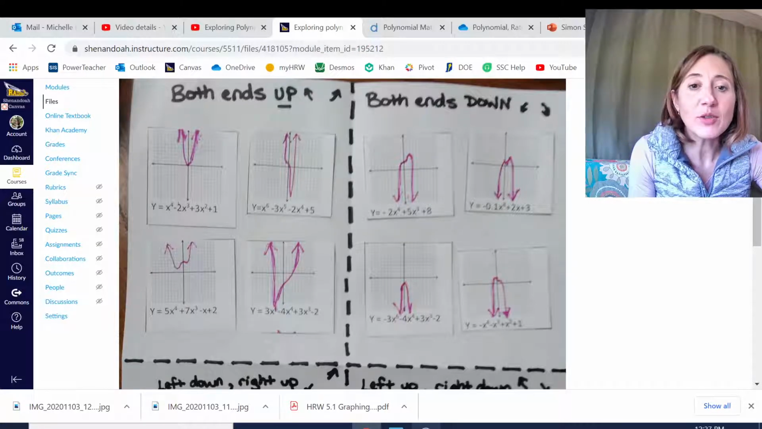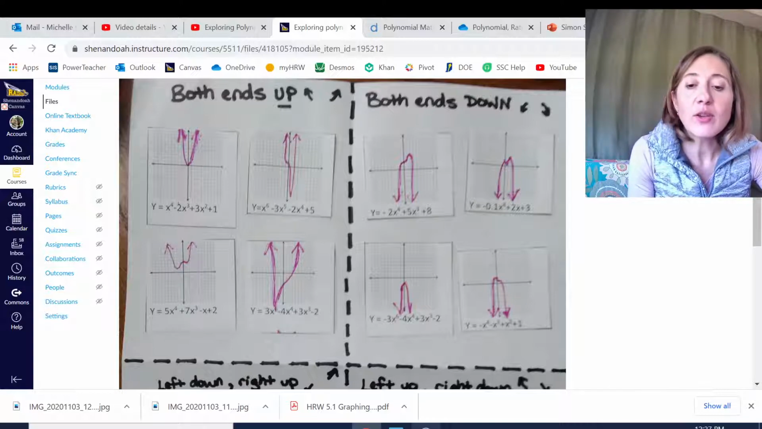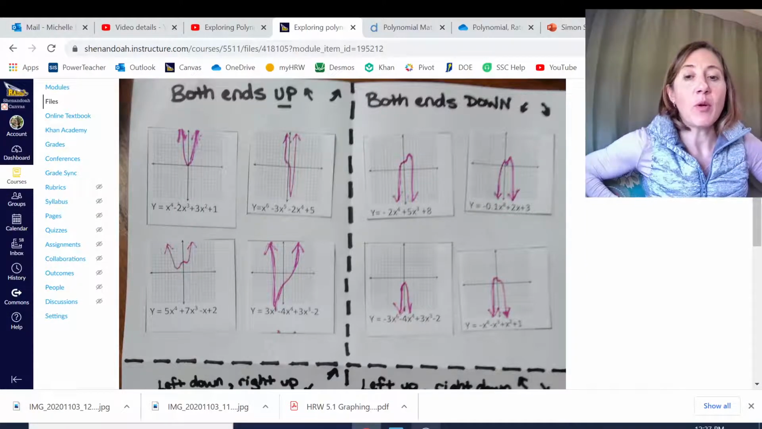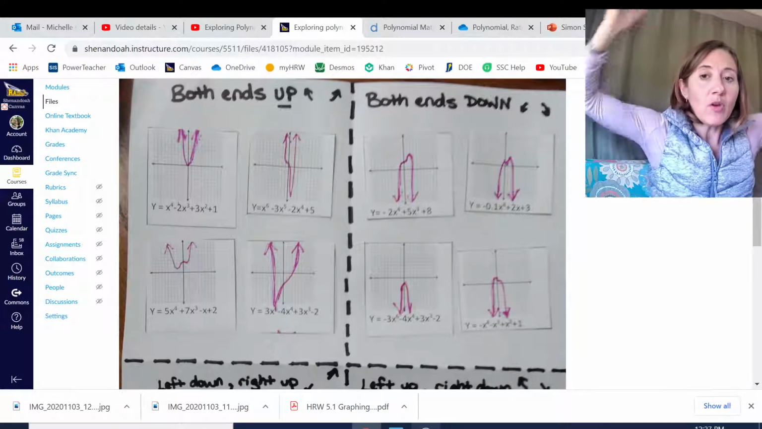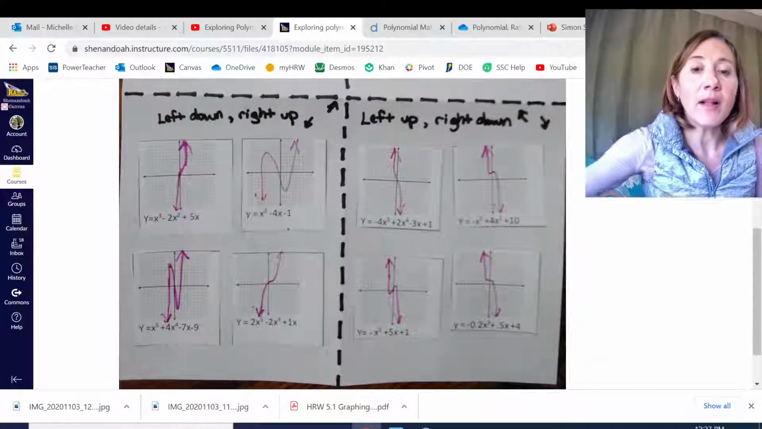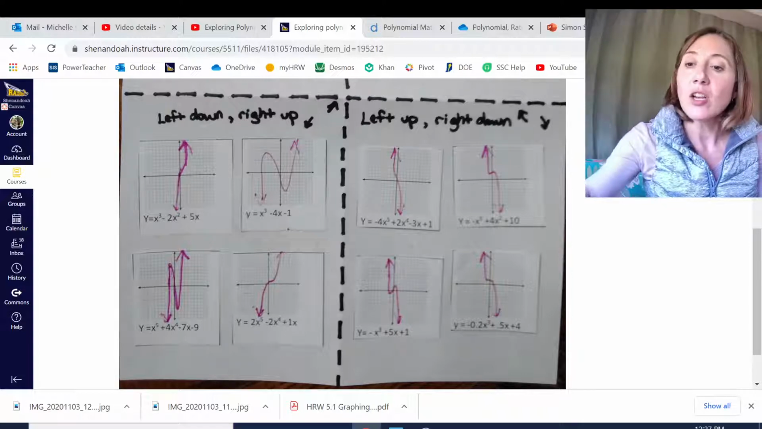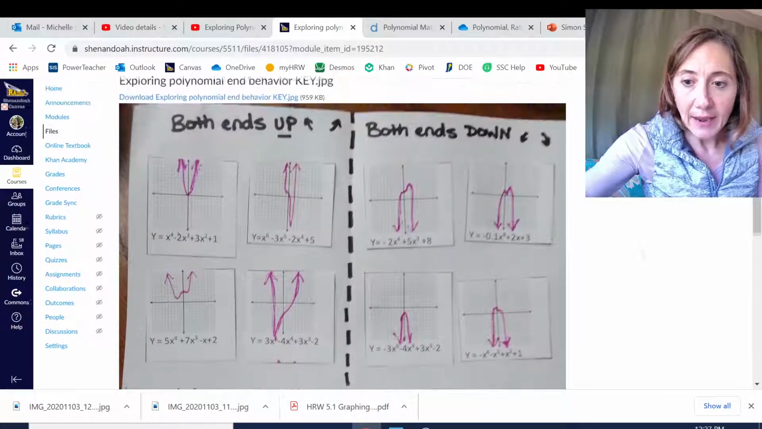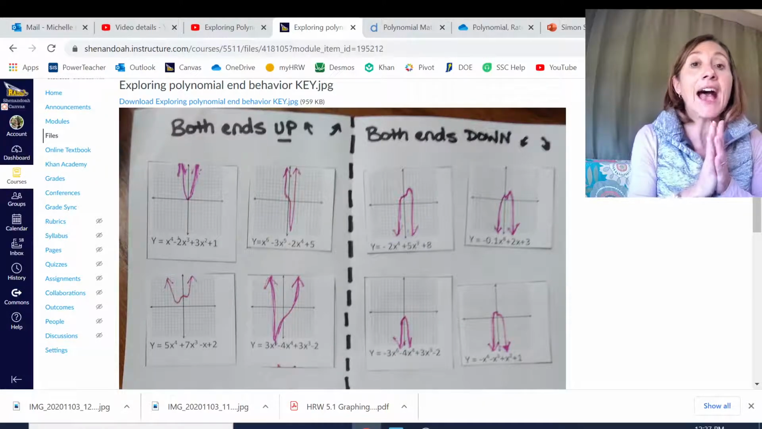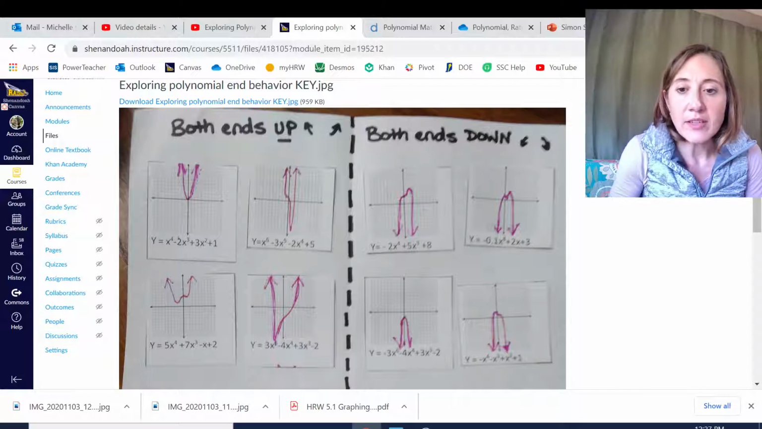Okay, so we're back to talk about the discoveries that you are hopefully making with the end behavior of polynomial functions. So the first thing I want to look at is why do some of these have both arms face the same direction, either both up or both down, so like the top half of this page, whereas other polynomial functions have one arm up, one arm down, like we see on the bottom half of this page. So what I want to do is have you focus on the exponents, the highest power that you see on these polynomials on the top half here.